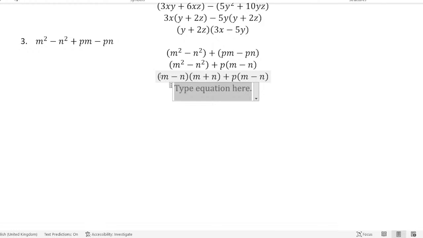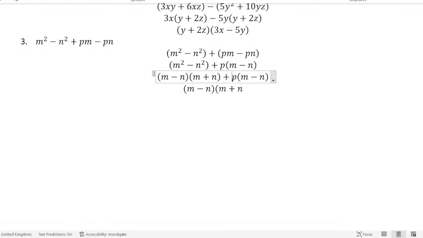On this third step you can see that we have a common factor. Our common factor is m minus n, because we have m minus n in the first term, and m minus n in the second term. So now we take out our common factor, m minus n, and close the brackets. Then we'll be left with m plus n.